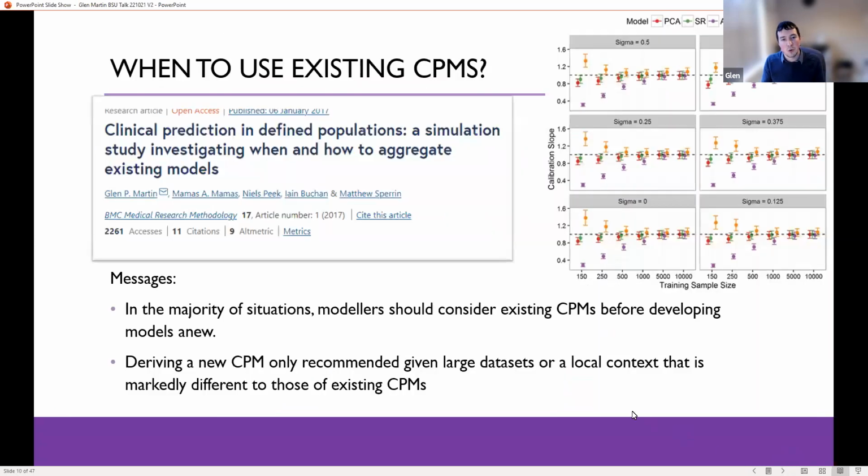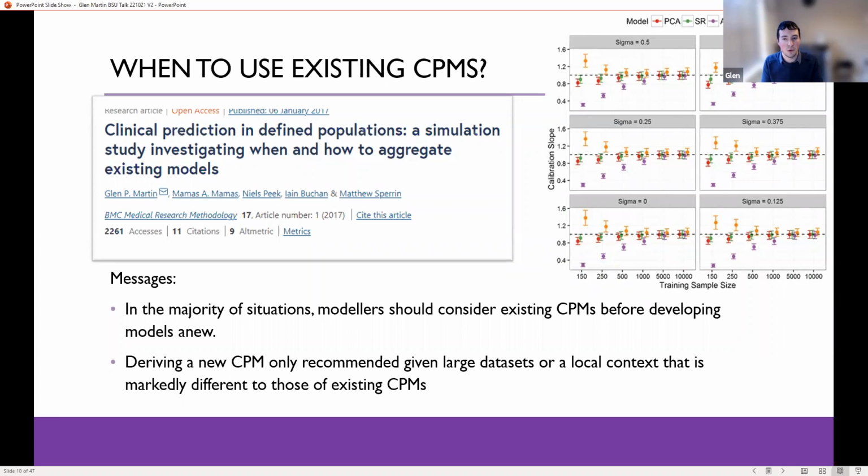I guess the natural question that people might ask then is, well, when do we do this? Okay, should we do this in all settings, this utilizing existing models? Or are there instances where it's okay to just start from scratch? So this paper essentially tried to investigate that question.